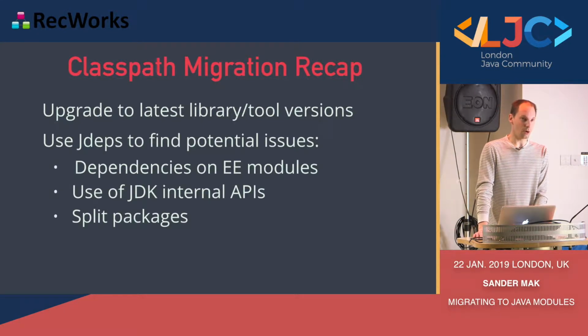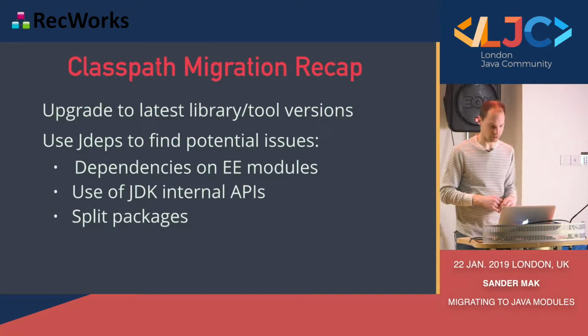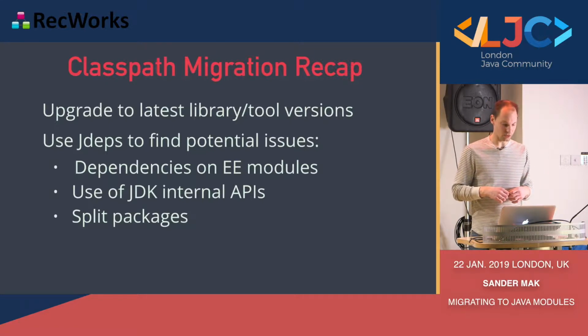Use jdeps, so you can use the trial and error approach, just compile and run and see what happens. But jdeps gives you a much better overview of any potential problems. So you can find dependencies on these removed EE modules. You can see if there are any JDK internals.